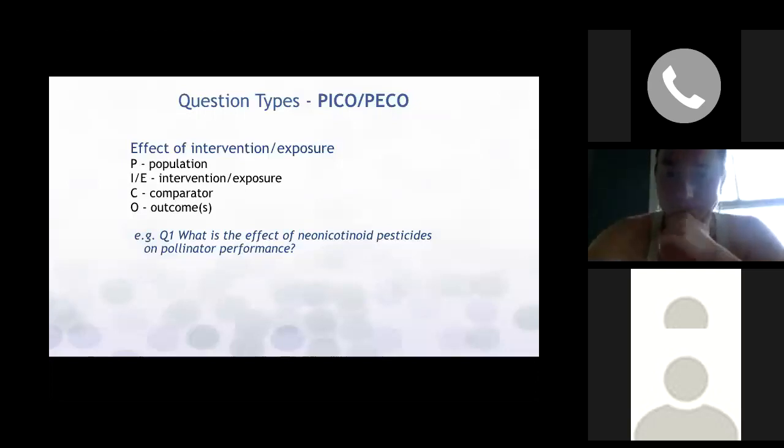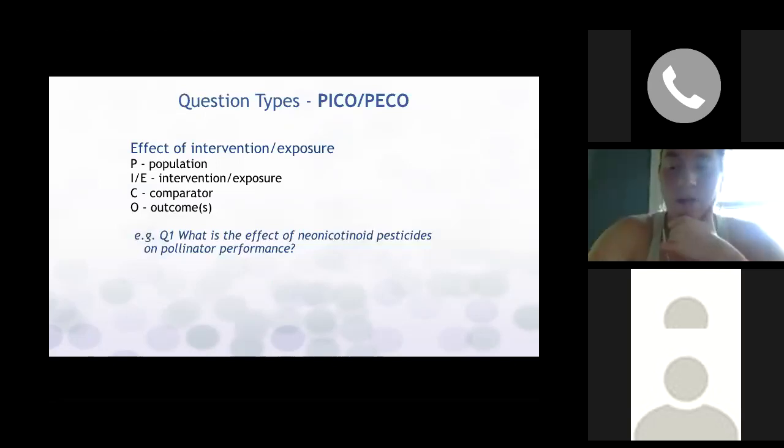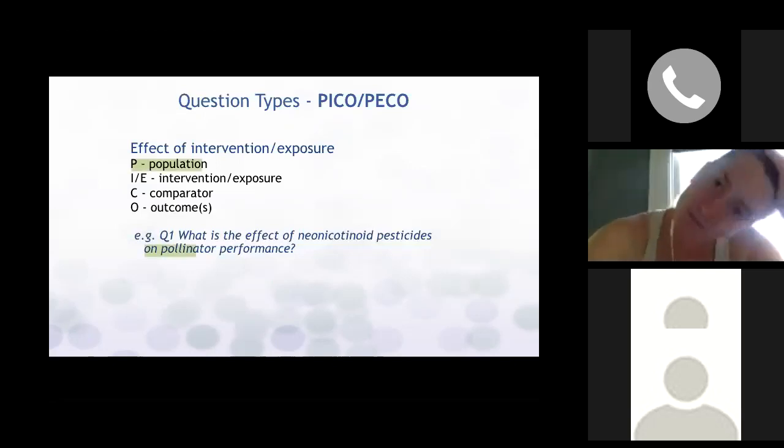Okay, so running through this is an example of how we start to parse out our different PICO elements within the components of our question. So this is the question: what is the effect of neonicotinoid pesticides on pollinator performance? So any guesses of what the population would be here? Pollinators. Any other thoughts? Okay. Yep, so your population is pollinators.